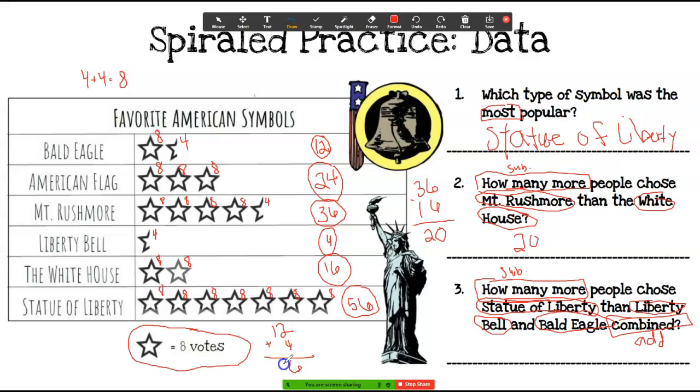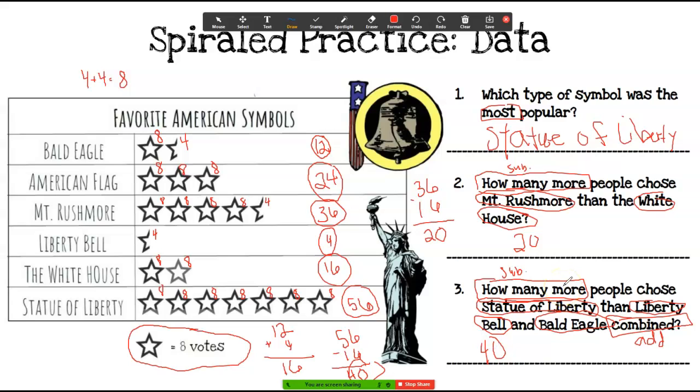And I get 16. Now, 16 is not my final answer because I still need to subtract. I know that's my second step because of the how many more. Now I'm going to subtract the Statue of Liberty. So Statue of Liberty has 56. So 56 is going to go on top minus 16. And I get 6 minus 6 is 0. 5 minus 1 is 4. So now I have my answer of 40.